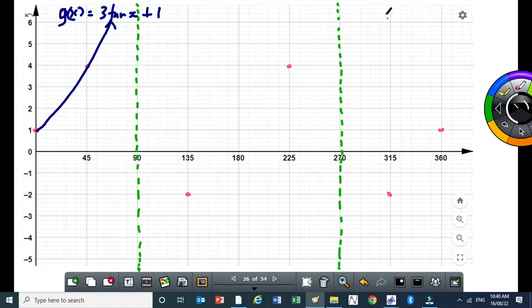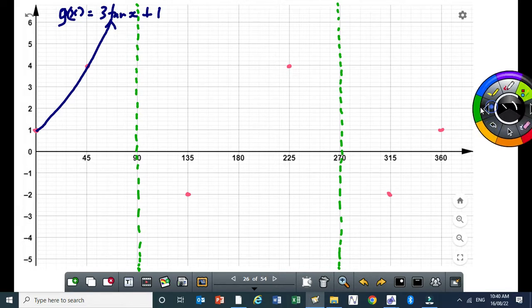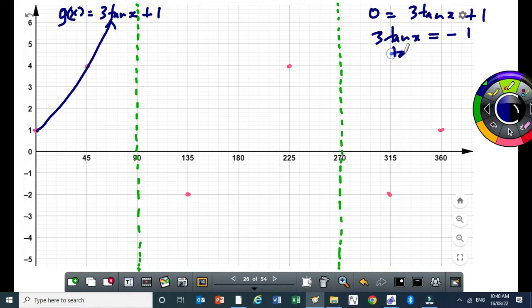Okay, so if I put 0 where there is g of x, I'll get 3 tan x plus 1. What am I trying to do? I'm trying to find the x-intercept. So you substitute y with this and solve. It becomes 3 tan x is equal to minus 1. Therefore, tan x is going to be minus a third.